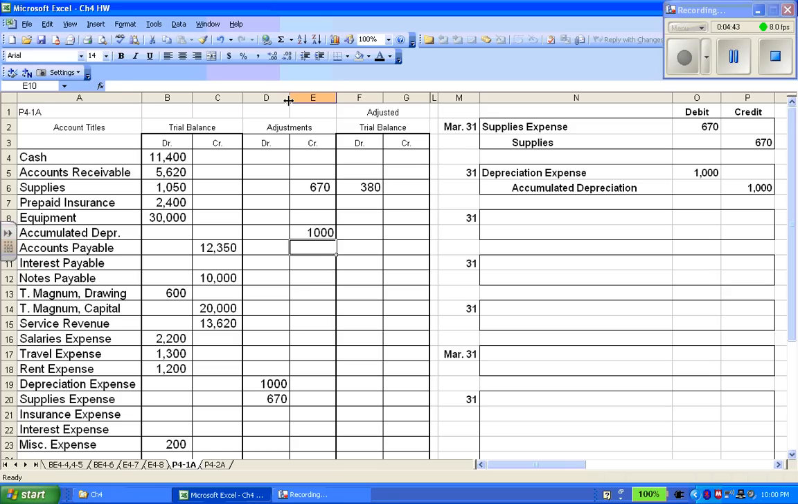Okay, so we have that reflected. All right, the third adjusting entry: interest accrued on a 6-month note payable issued January 1st, $300. They're not telling us to do any calculation. They're telling us for the 3 months. It was issued January 1st, and we're preparing our financial statement March 31st. So the interest that has accrued that we will owe is $300.